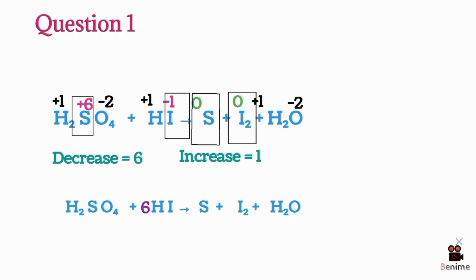Step 3. Balance iodine. Left side has 6 iodine atoms, so the right side needs 3 I2 molecules. Now iodine becomes balanced. Step 4. Balance hydrogen and oxygen. Left side has hydrogen equals 8, oxygen equals 4, so place 4 water molecules on the right side. Now hydrogen and oxygen also become balanced. So this is the final balanced equation.